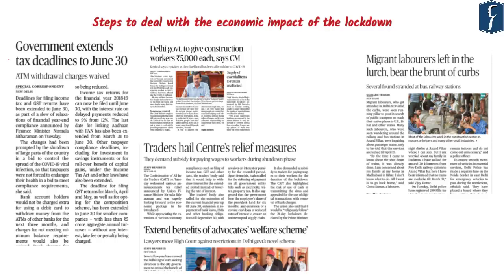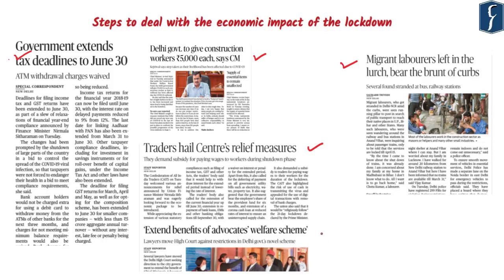Today's newspaper is full of such news. For example, on page number 10, it's mentioned: government extends tax deadline to June 30th. The Chief Minister of Delhi has announced to give construction workers rupees 5,000 each. Migrant laborers left in lurch bear the brunt of the curb, the 21-day lockdown that has been announced. Traders hail centre's relief measures. There are certain relief measures taken by the central government that we will discuss shortly.